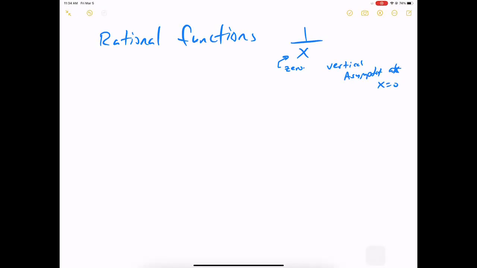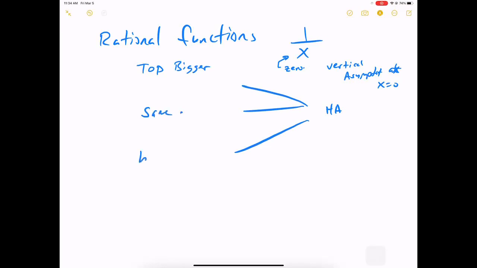And we also found that we have horizontal asymptotes too. We have horizontal asymptote rules, three of them. Let me go ahead and draw these three rules. The three rules were: is the top exponent bigger, the same, or is the bottom bigger? If the exponent on top is bigger, we have no horizontal asymptote.